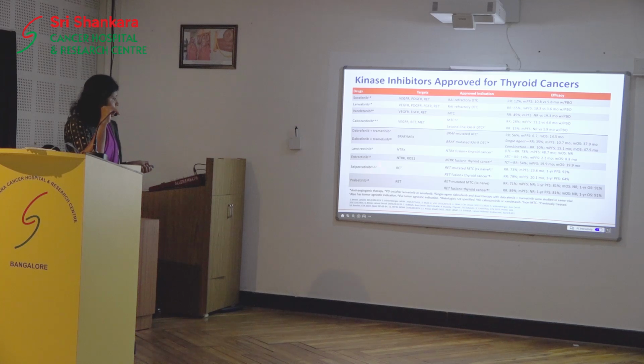Then we have the selpercatinib and pralsetinib. Pralsetinib was a recent inclusion again for RET fusions and RET fusion mutated medullary thyroid cancer. This is the commonest approval they have, and any other thyroid cancers with RET fusion positive they can use as well, with a response rate anywhere between 70 to 80% and a median PFS of 23.6 months and around 20 months in both different types of cancers.